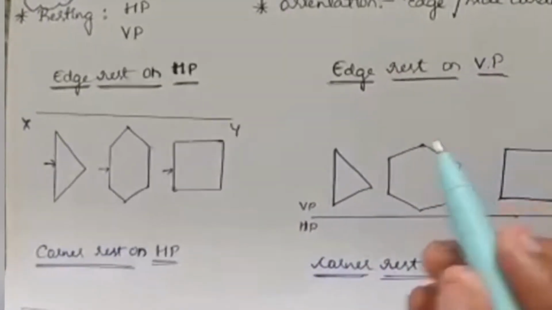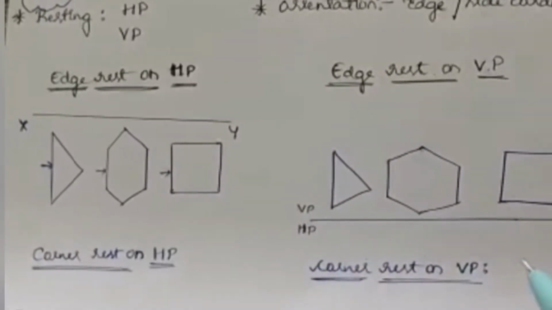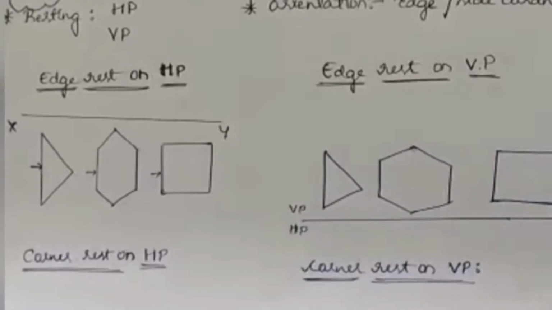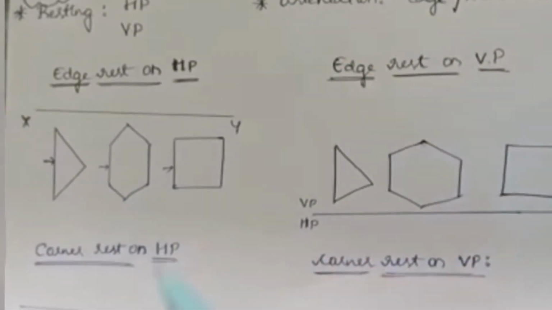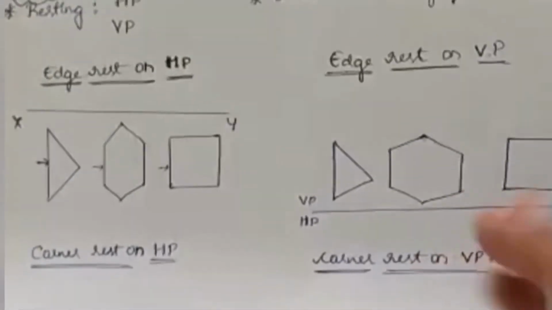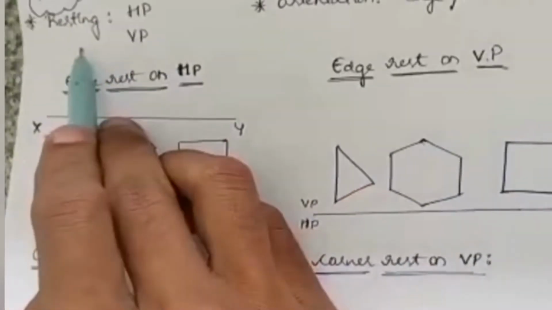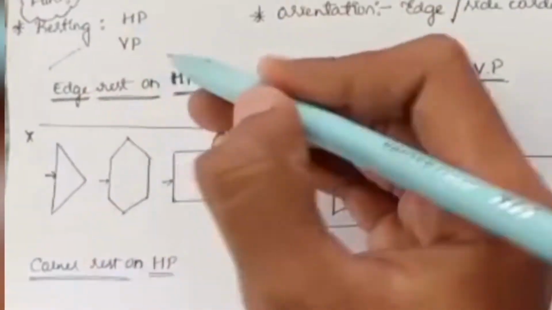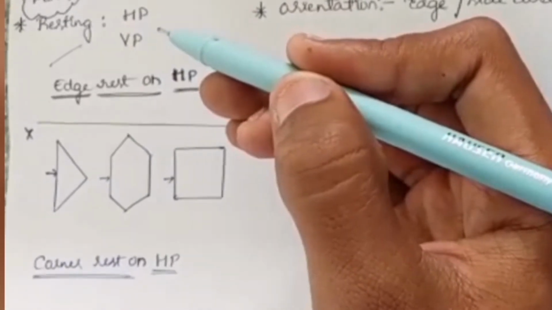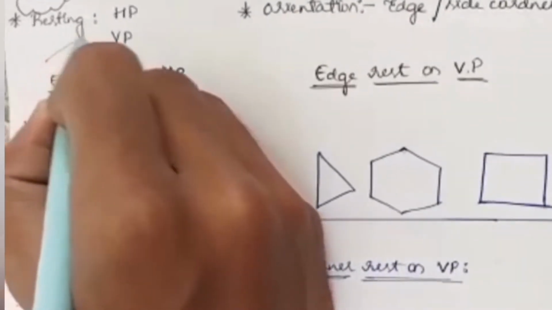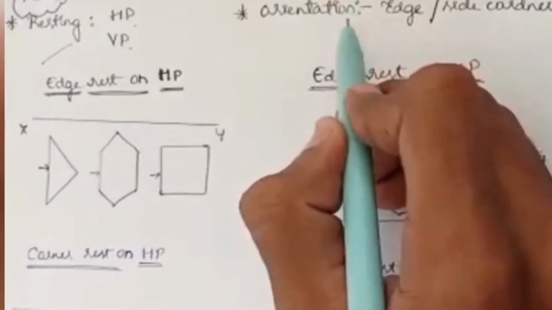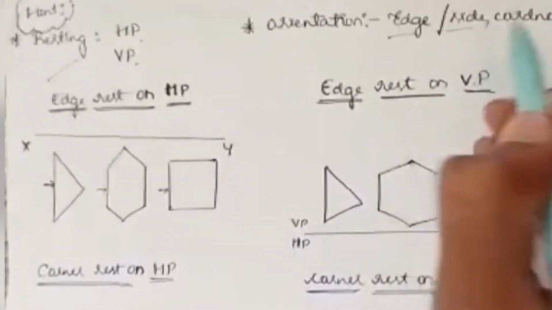For example, if you take a piece of paper, in this paper we have a length and breadth, but the thickness is very negligible. Now we see how to project the planes on VP and HP inclined to both the surfaces. In planes we consider two conditions, that is, one is the resting and another is orientation. Resting in the sense whether the plane is resting on HP or VP. Orientation in the sense whether the plane is resting on an edge or side or corner.